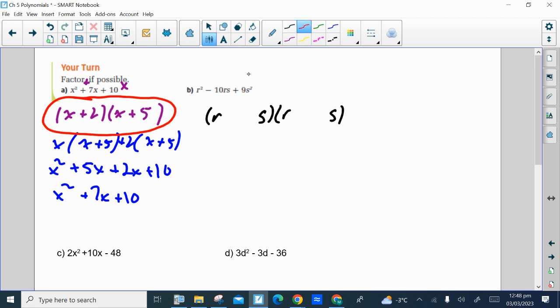But then we need to know what two numbers multiply together to get plus 9 and add together to get negative 10. And the numbers that work there would be negative 1s and negative 9s. Negative 1 times negative 9 is positive 9. And when you add negative 1 and negative 9 together, you do get negative 10. So those should be the factors. And to check, again, we will multiply.